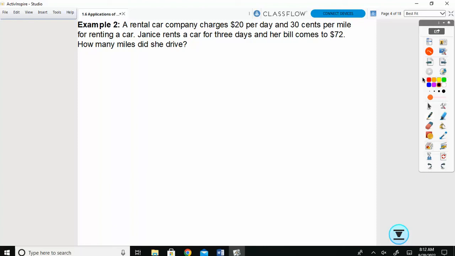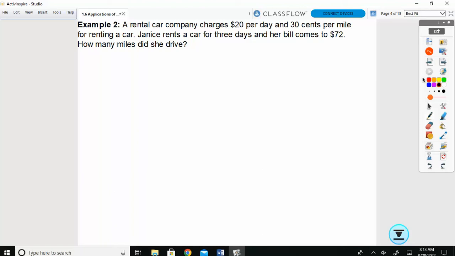Okay, so a rental car company charges $20 per day and 30 cents per mile for renting a car. It's kind of cheap. Janice rents a car for 3 days and her bill comes to $72. How many miles did she drive? Can I draw a picture on this? No, that doesn't even make sense.